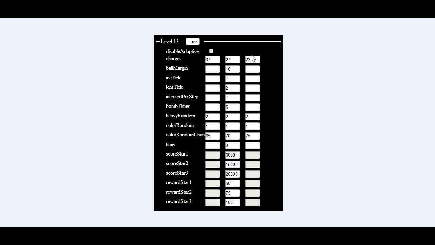So if somebody, for example, has like 23 balls, and then he goes to his friends, and his friend has like 37 balls on the same level, that's not really good, so be careful with that.